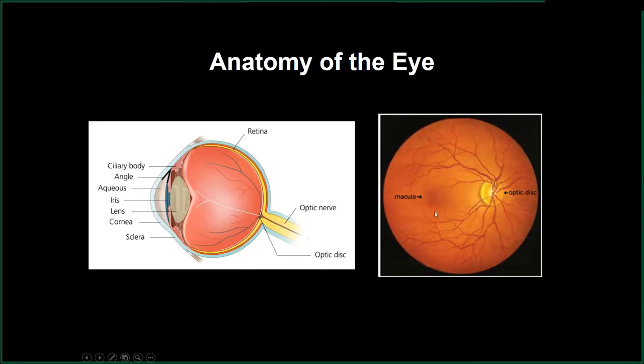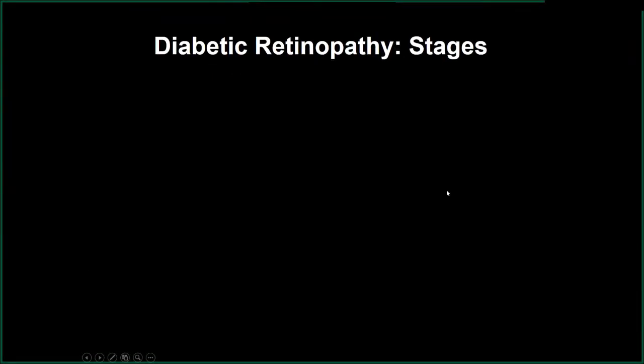And this is the most visually significant portion of the entire retina. This is where we get our sharp central vision from. So pathology in this area is very visually significant. And that's where we get the term diabetic macular edema from, of course.